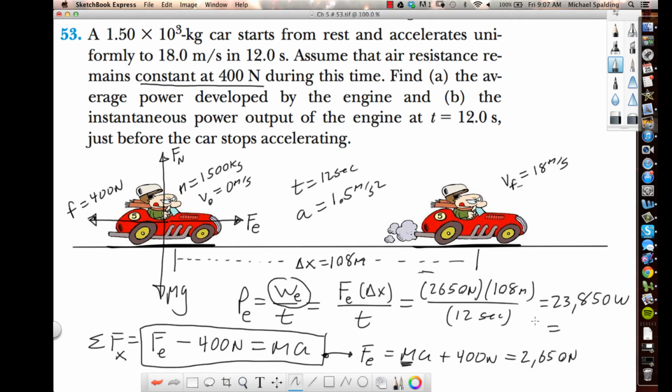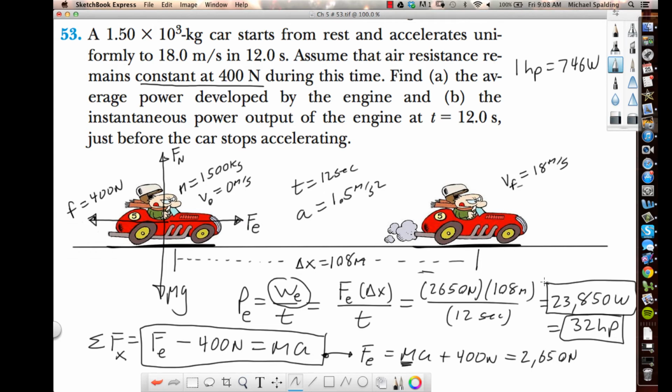And the textbook likes horsepower. I think in the back they gave these answers in horsepower. So how do you convert watts to horsepower? 1 horsepower is 746 watts. So divide that by 746, and you get 32 horsepower. Did they put horsepower in the back? They did. Some of them are in watts. Okay, so that's part A.